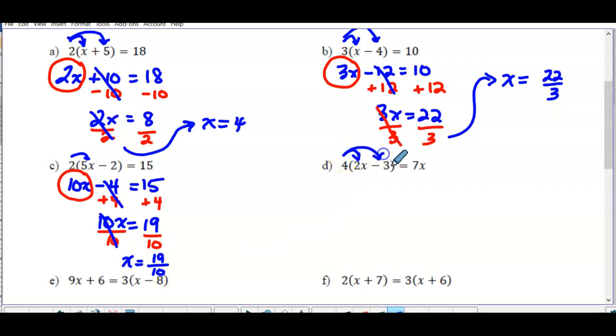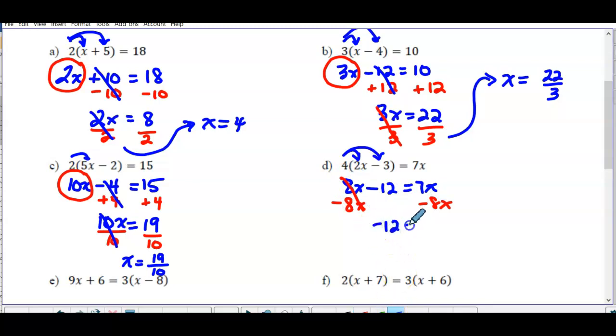Expand this out first. 8x minus 12 equals 7x. Now you'll notice you have x terms on both sides. Smallest x term is 7x, so you could bring that over, but you would have 0 on this side. So actually faster if you leave that x term on the right, subtract 8x from both sides.